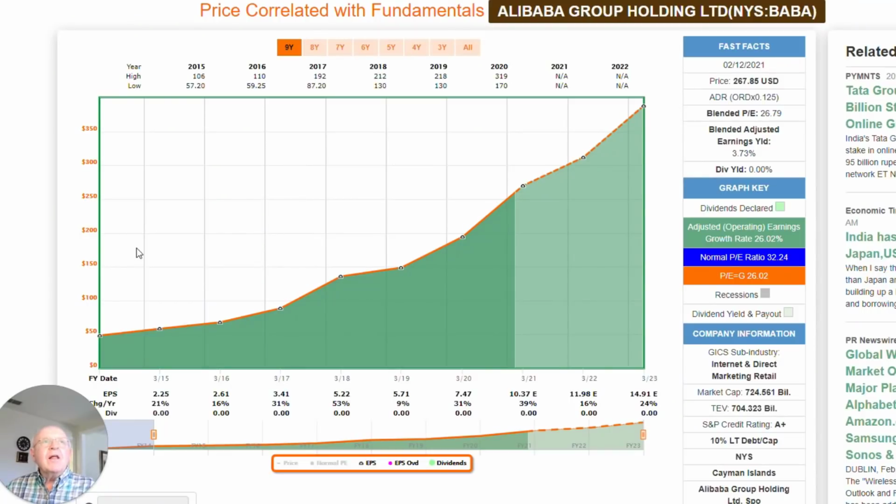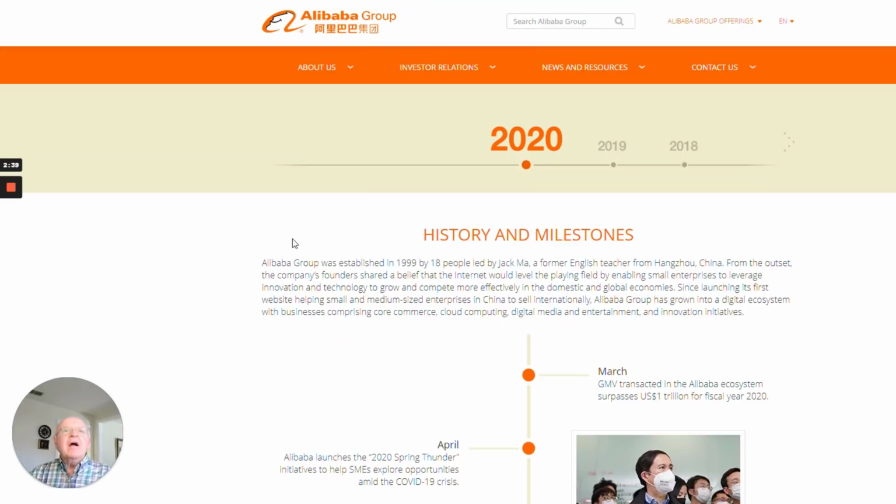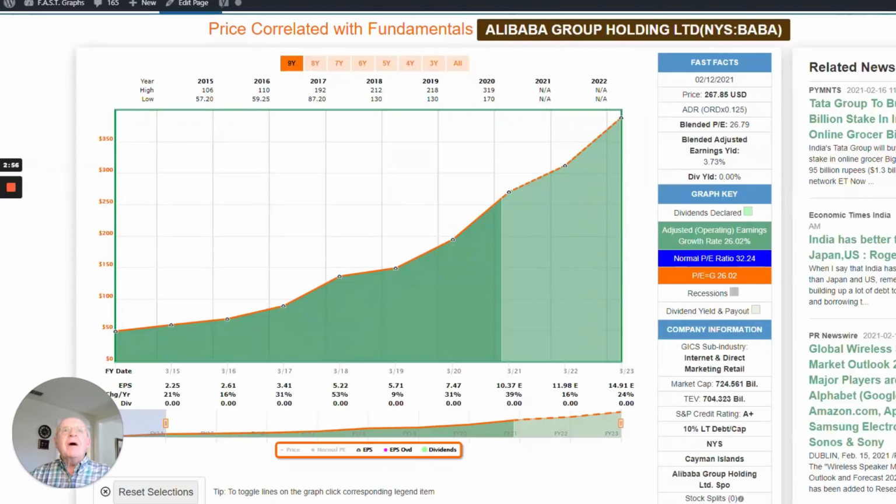I'm going to start here with Alibaba Group Holdings. This is the Amazon, if you will. The Chinese Amazon is how it's referred to. The infamous Jack Ma started this company. It's really a major competitor to Amazon, but it primarily controls the Chinese market. All right, so it was established in 1999. Jack Ma, an English teacher from, I'm not going to try to pronounce the name, in China, was the company's founder, and he shared a belief that the internet could level the playing field by enabling small enterprises to leverage innovation. So he's all about helping small businesses in China sell their wares.